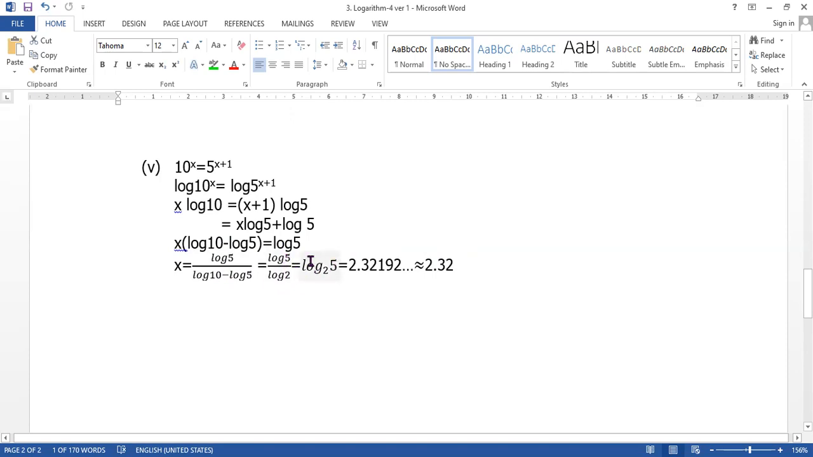Or we can use the second calculator that we have talked about in the previous channel. Okay, logarithm 5 and logarithm 2 can be rewritten as logarithm 5 with base 2. Okay, we can use the second calculator and we get 2.32.